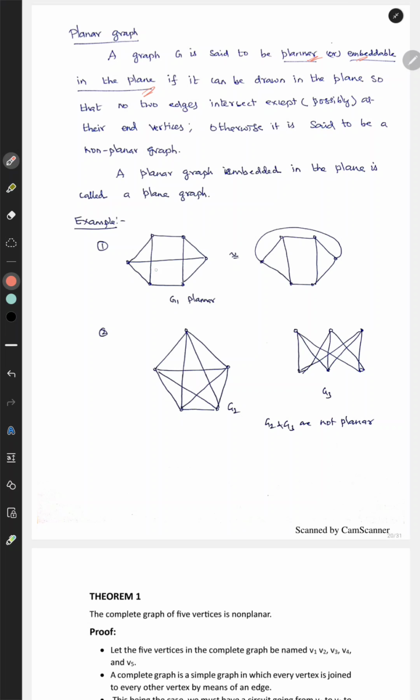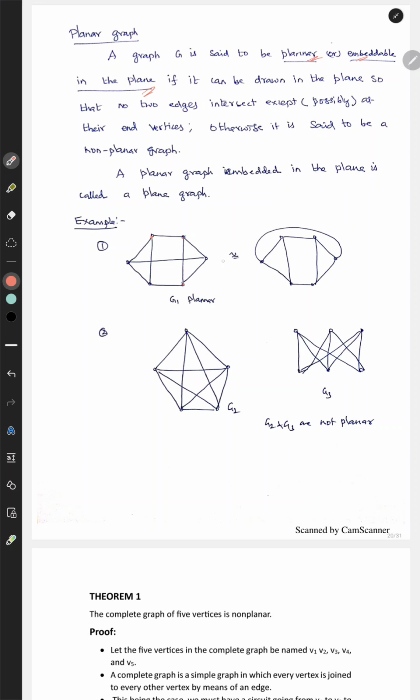So consider the graph G1. Is it planar? The current representation, or current diagram you are shown, has crossing edges, right? Other than at the vertices, if the edges are crossing, that is not a plane graph representation of the graph. So whether a plane graph representation exists for a graph, this is what we are checking. If such a representation exists, then you will call it a planar graph.